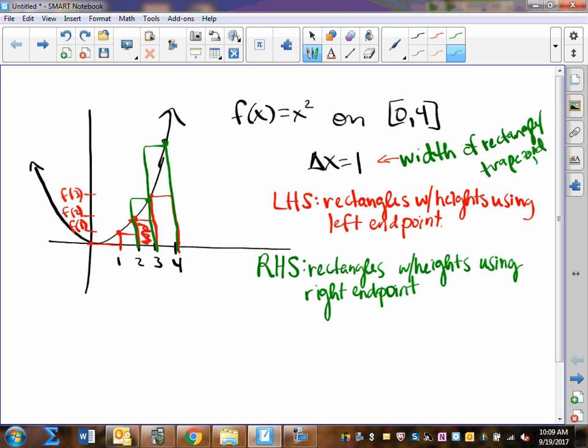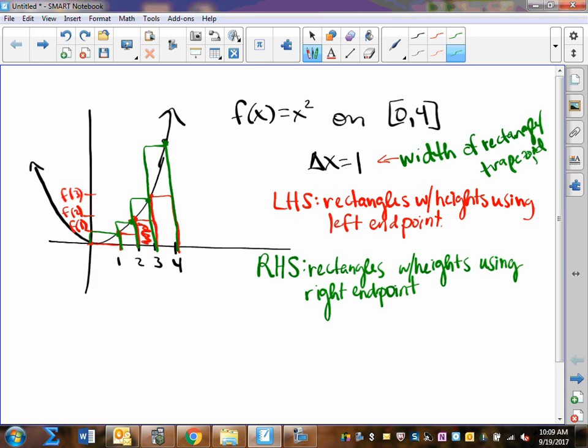And then again, from 1 to 2, I'm going to use the right side, so whatever my height is at 2, find that area. And then from 0 to 1, I'm going to go to whatever my height is for 1, and that would be my rectangle. So here we actually have 4 rectangles.